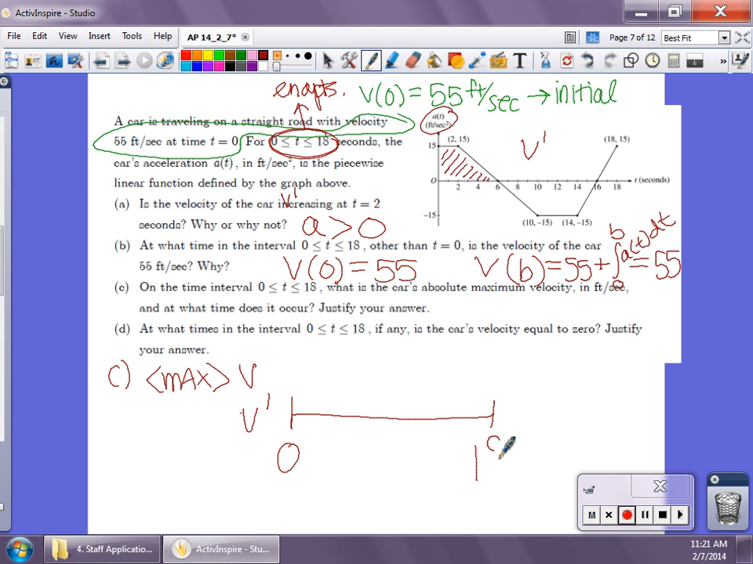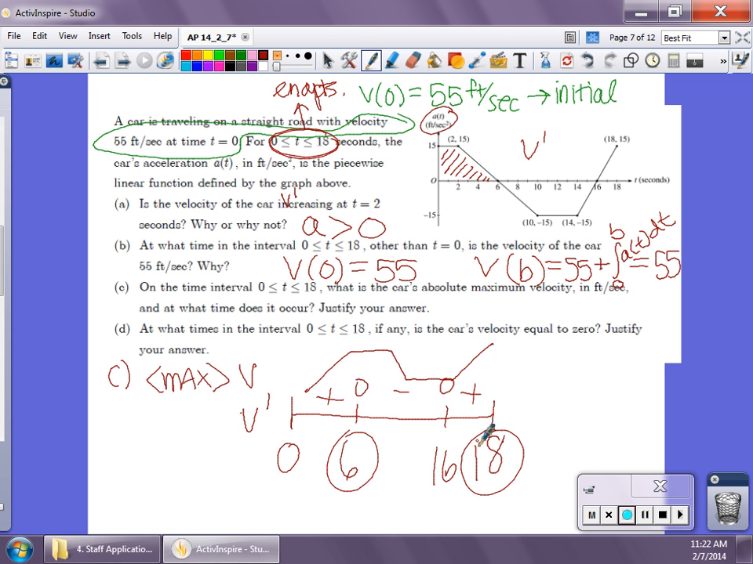So I actually have the graph sitting in front of me. So I would go 0 to 18. The graph has a 0 at 6. The graph has a 0 at 16. So if I'm looking at V prime, the sign chart for V prime, I'm just looking at y values. My y values are positive, my y values are negative, and then my y values are positive. I'm looking for a maximum. I have one max here and one max here. So 6 and 18. And then how do we find ending values? V of 6 is equal to V of 0, I think the initial, plus the integral from 0 to 6 of A of t. And then you would also do V of 18 is equal to the same thing: initial plus displacement.